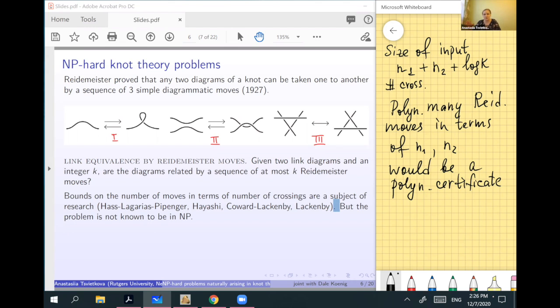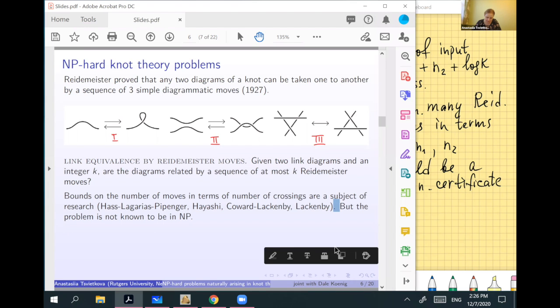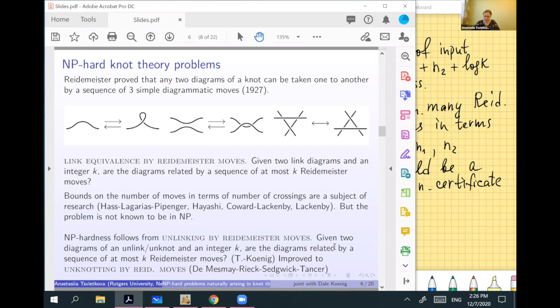But then, of course, the question is about lower bound. How hard is it? Can we prove that it's hard enough? That's something we proved, and there were two teams working independently on this. We didn't know. Together with Dale, we worked on this, but also de Mesmay, Rieck, Sedgwick and Tancer worked on this. And we proved that a seemingly easier problem, which is unlinking by Reidemeister moves, is NP-hard.